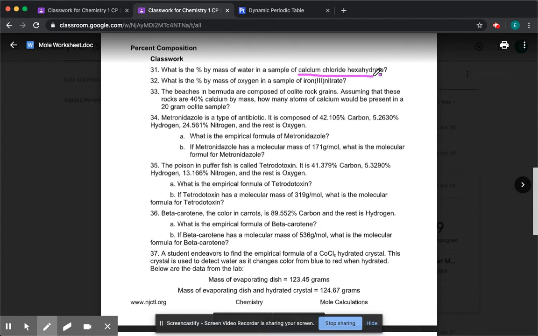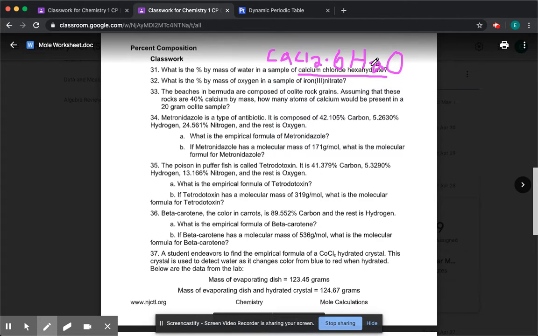So calcium chloride hexahydrate would be CaCl2 with 6 waters connected to it. That's all a hydrate is. And we want to know what percentage of the total mass is the water. So we need to figure out the total mass of this thing first.